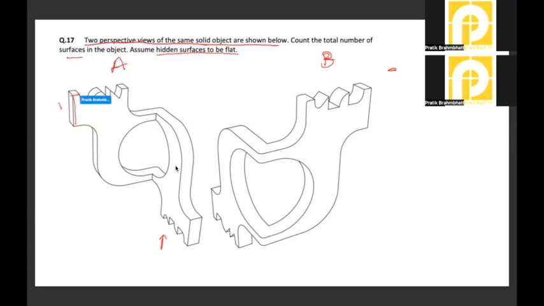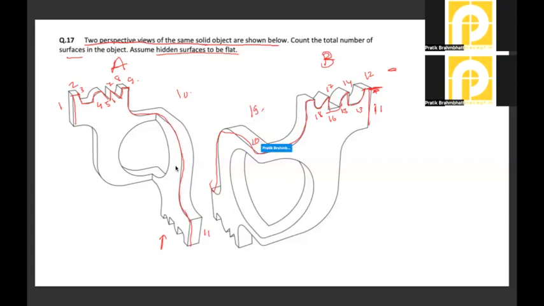1, 2, 3, 4, 5, 6, 7, 8, 9. This whole surface will be 10 and this is 11. I've reached this point here. Okay, this is the 11th surface. This is 12, 13, 14, 15, 16, 17, 18, and this whole thing is going to be the 19th surface.